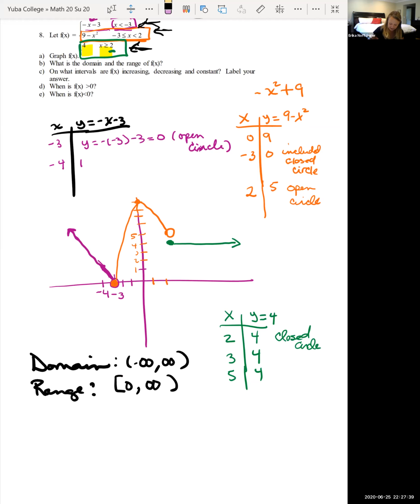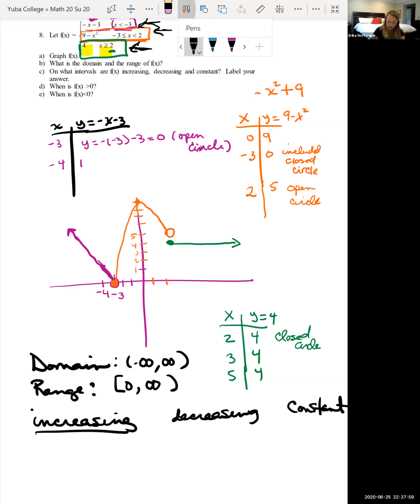So increasing, decreasing, and constant. When we're looking at increasing, decreasing, and constant, we're looking at the places where the graph is going down. Sorry, I'm trying to do too many things at once. When it's increasing, decreasing, and constant, we're trying to find the values of x where that is occurring.